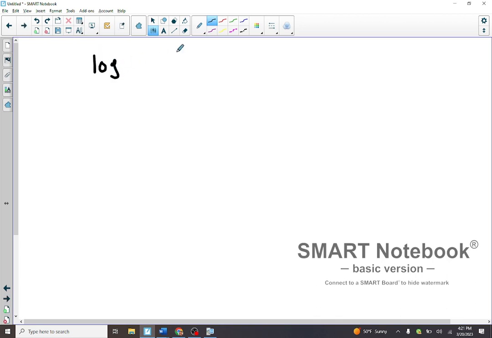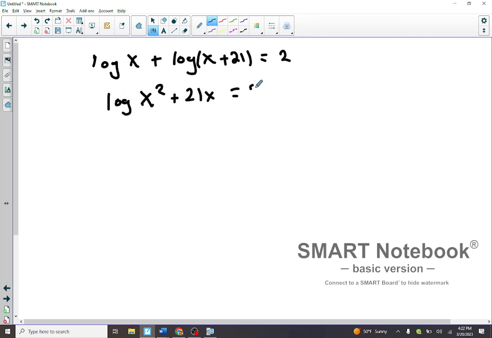And then a real quick example here: log x plus log (x plus 21) equals 2. So almost the same thing. Just remember, in this case, x squared plus 21x, log equals 2. When I raise both sides by 10, this one will not be canceled out on the right side. It has become 21x and not log 20.